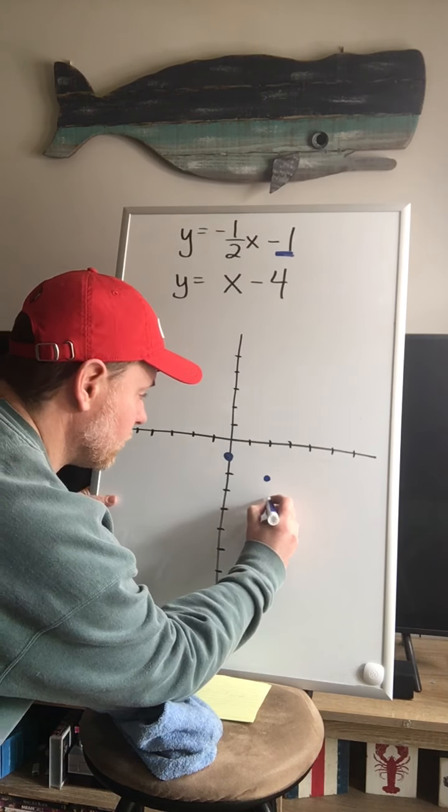Okay? So again, what is that point? It looks like it's 2 to the right and 2 down to me, which would be 2, -2. Okay? So hopefully that helps a little bit.